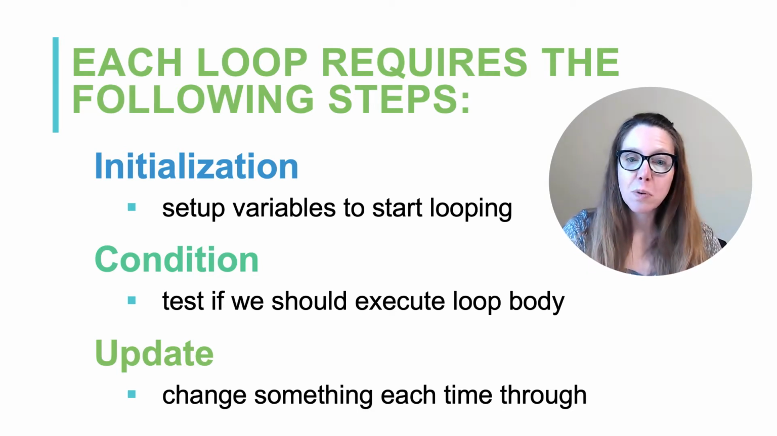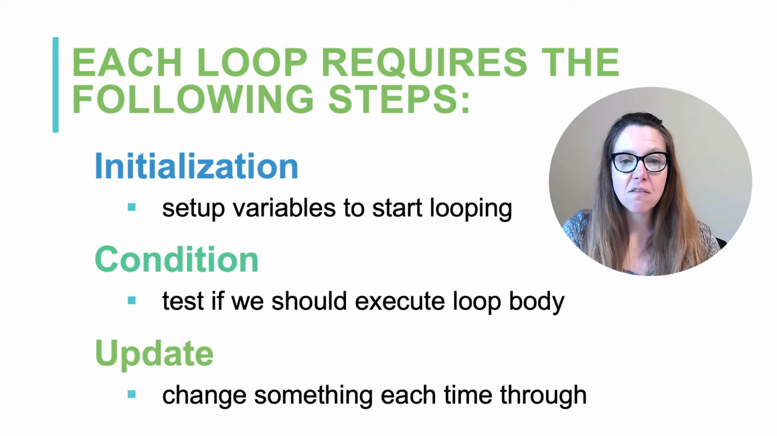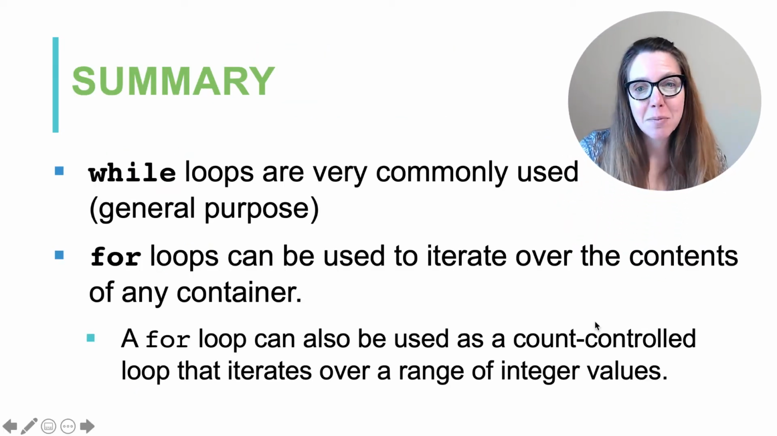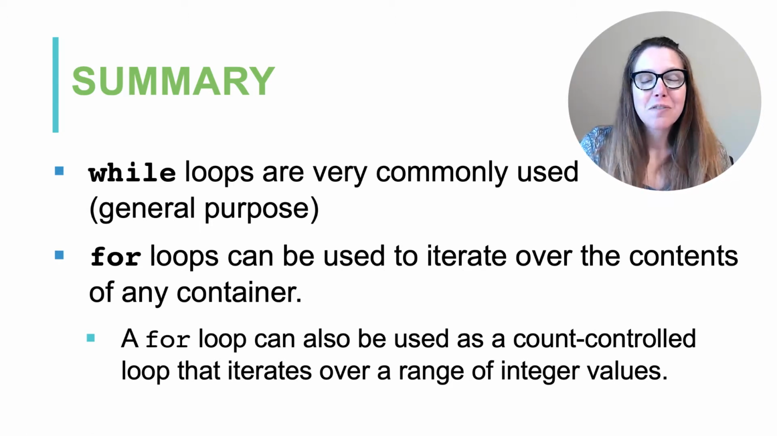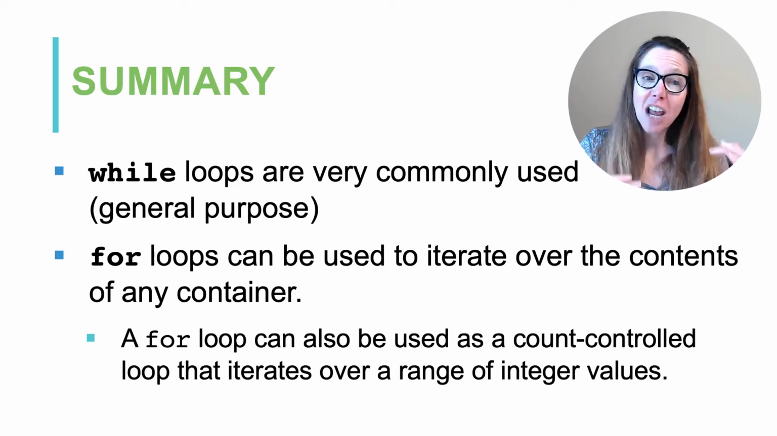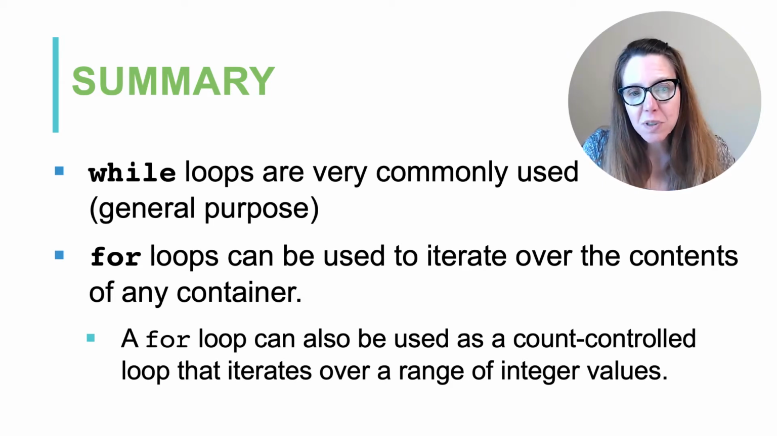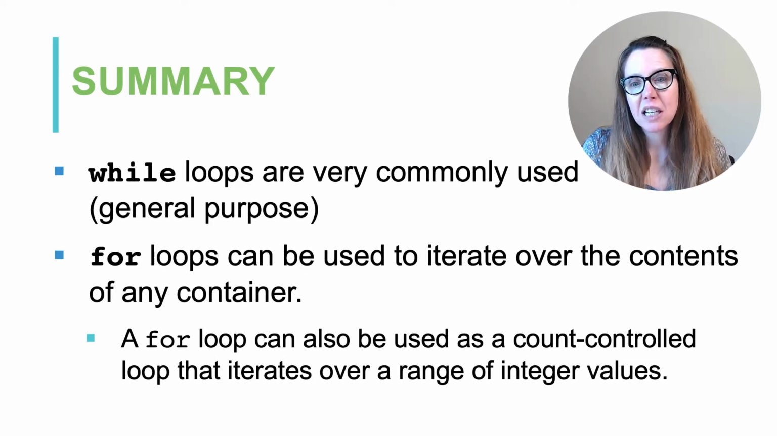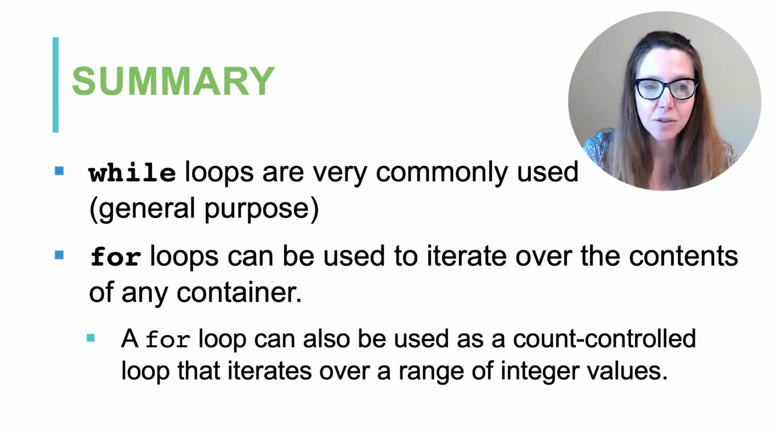If we don't, we put ourselves in danger of entering an infinite loop. We've looked at 2 different types of loops so far, while loops and for loops. While loops are very commonly used. They serve a general purpose and are used to check a condition as a pretest before entering a loop. For loops can be used to iterate over the contents of any container, such as an array or string. A for loop can also be used as a count-controlled loop that iterates over a range of integer values.